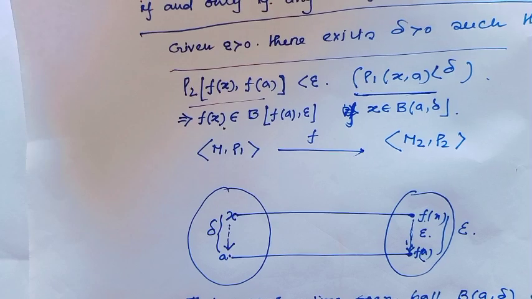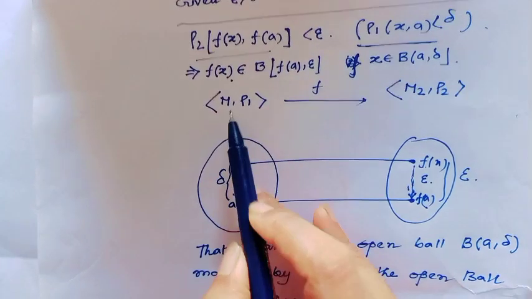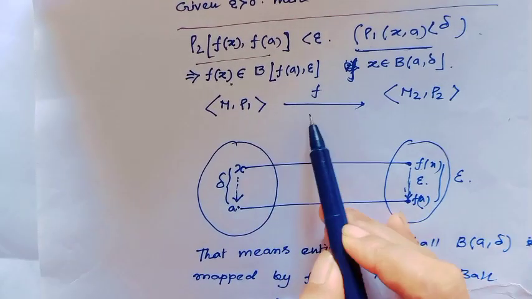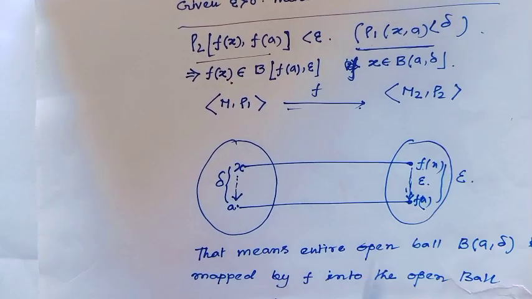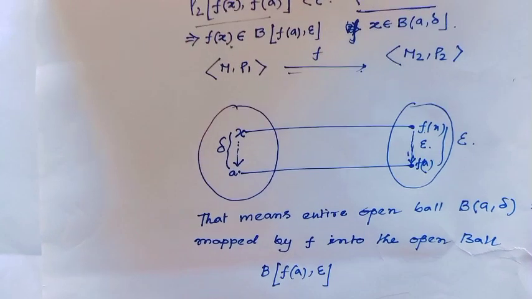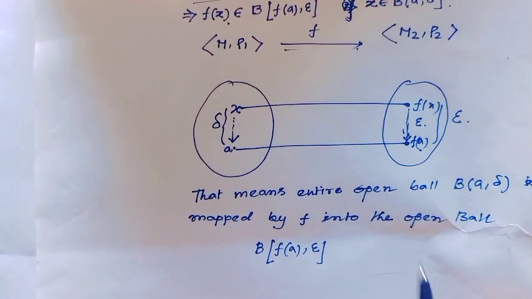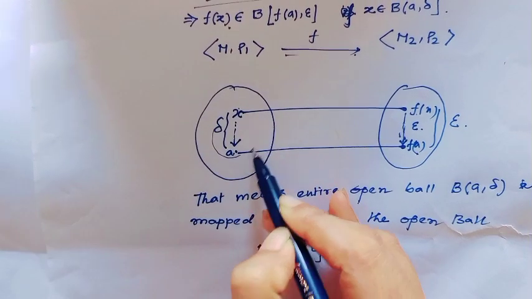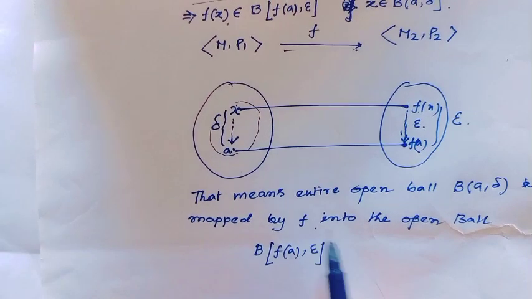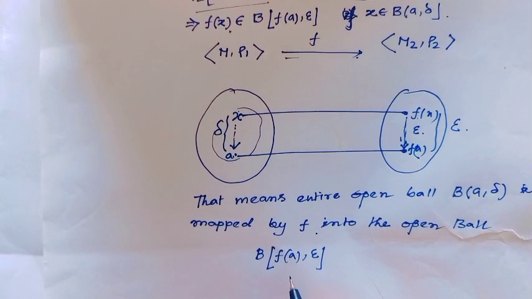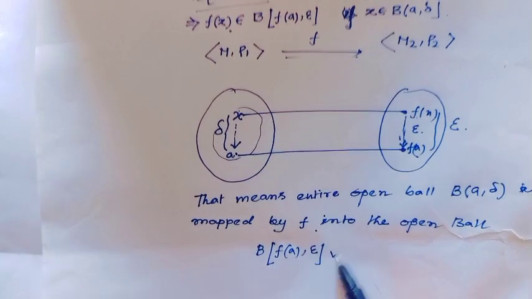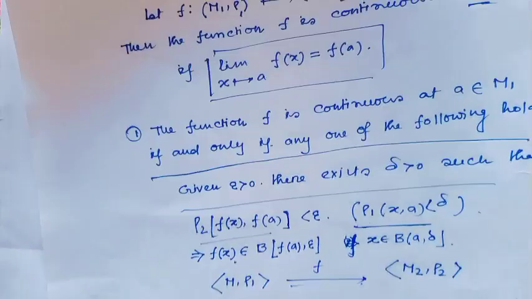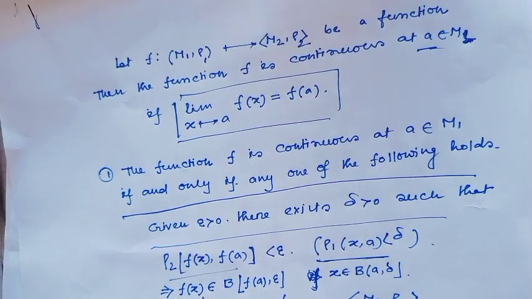Okay, and the picture is of such type. Here the metric space (M1, rho 1), and this is the function which maps to (M2, rho 2). That means the entire open ball B(a, delta) is mapped by f into the open ball B(f(a), epsilon). Okay, I hope all my viewers have understood this picture easily.